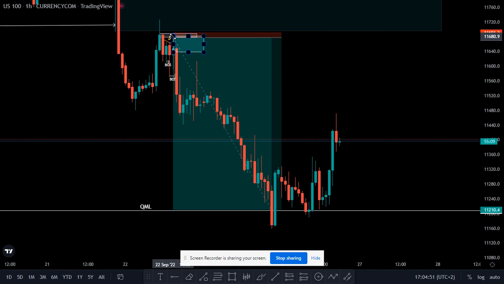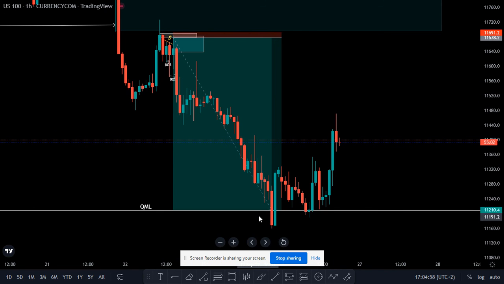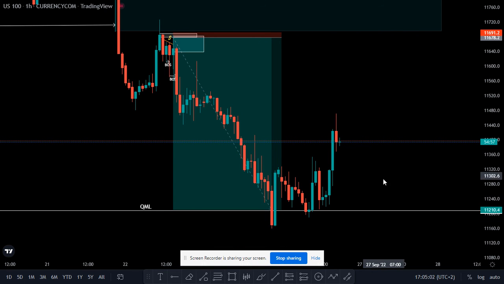Trades like this have no drawdown. As you can see, our stop loss was very, very small, but our take profit took days, a lot of hours, before it could be hit.